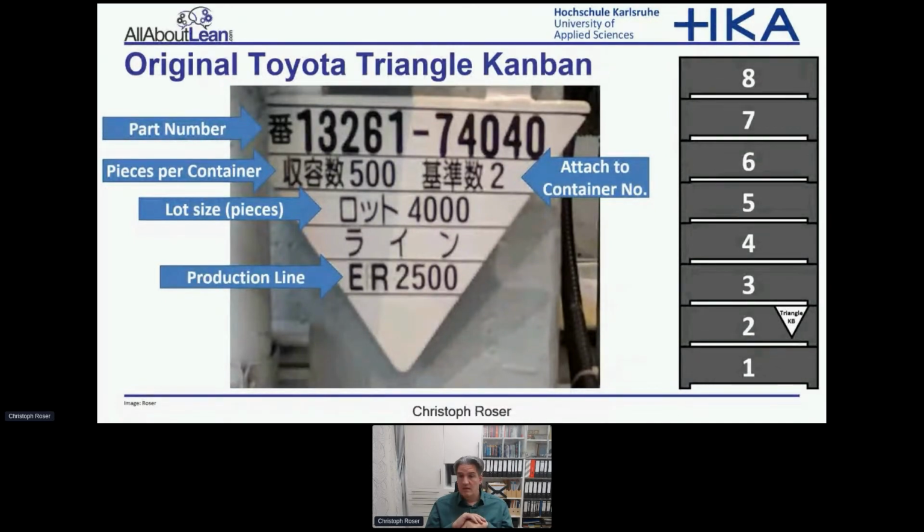And Kanban is an excellent way for make-to-stock production. It's not so good if you want to produce make-to-order. If you have custom-made products, Kanban no longer works because every Kanban needs its own part number permanently. And if you make this product only once, a Kanban would not work. It would not limit your inventory.